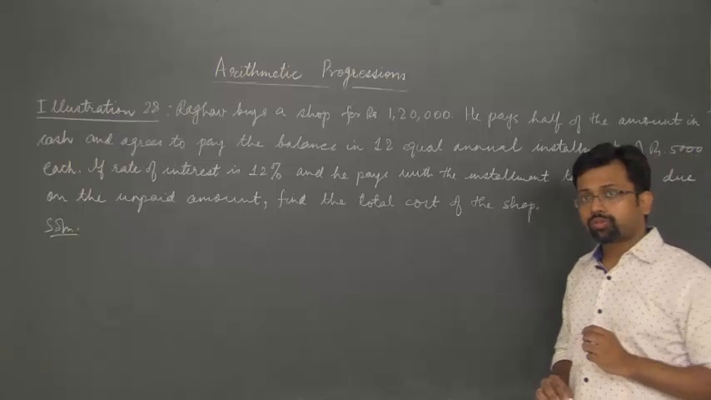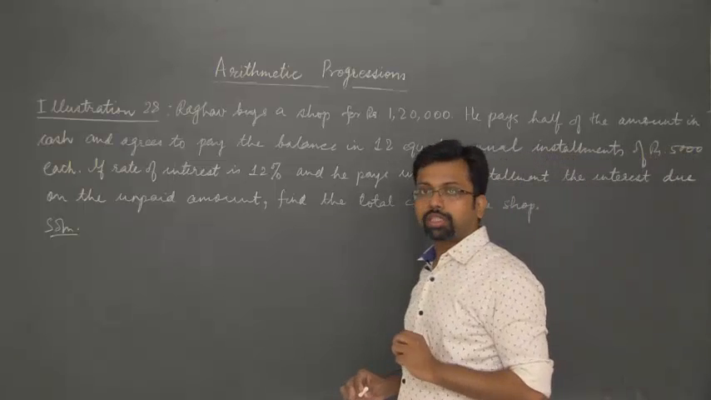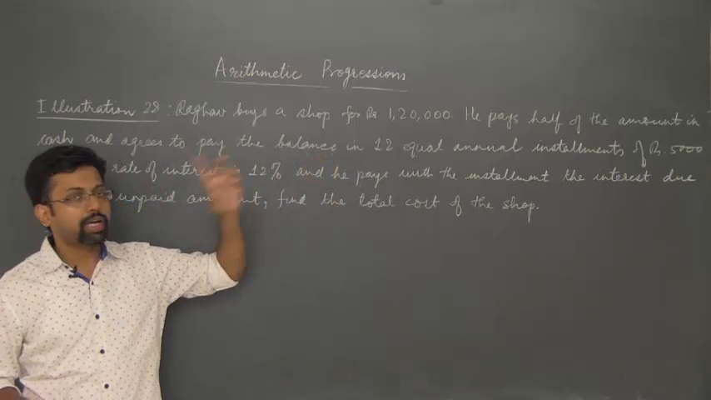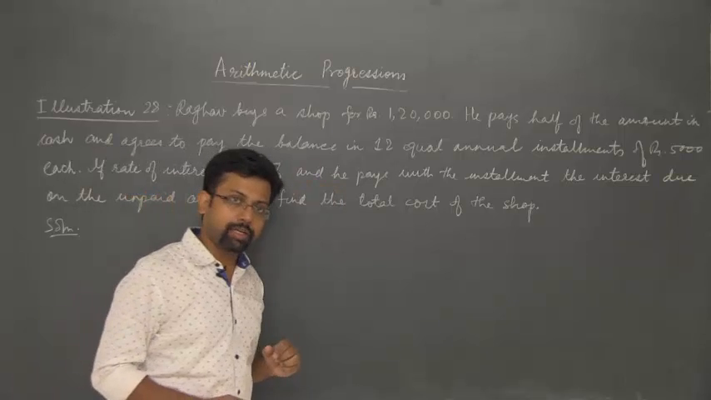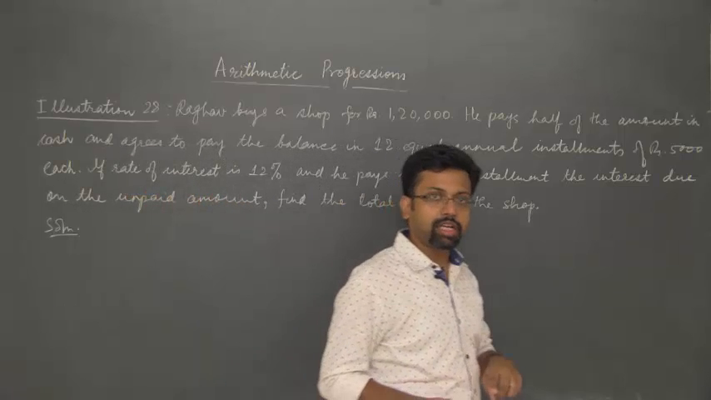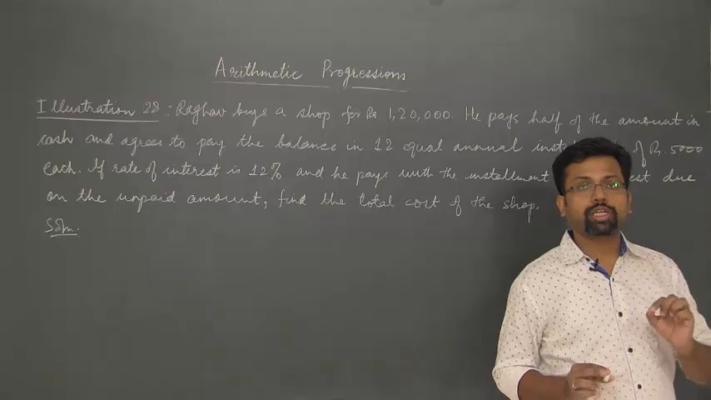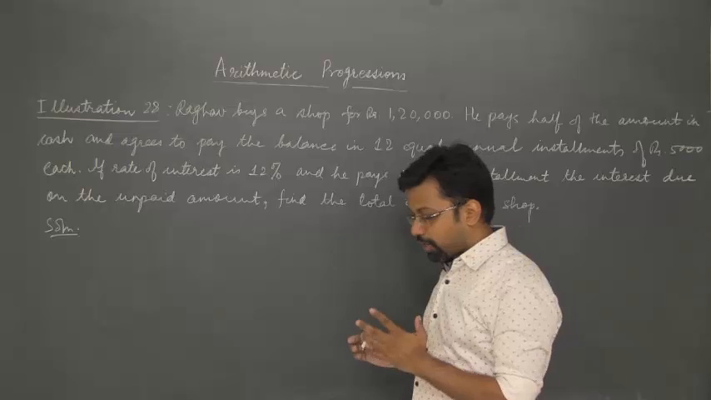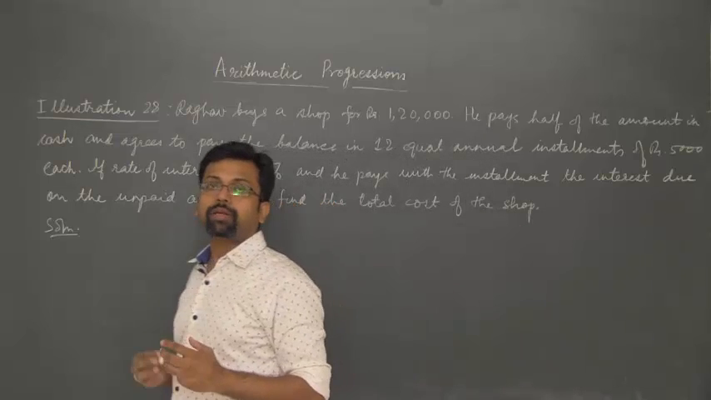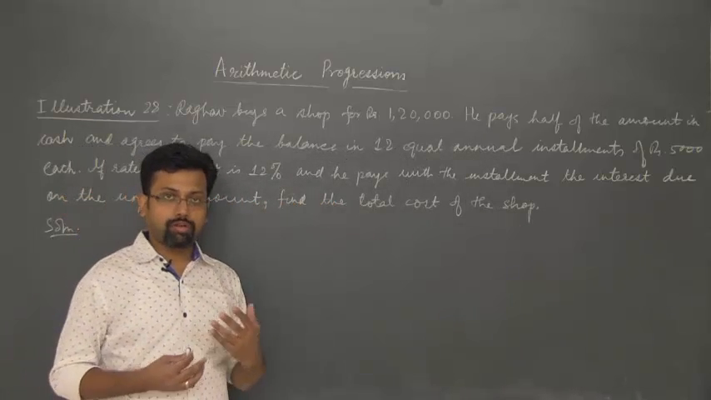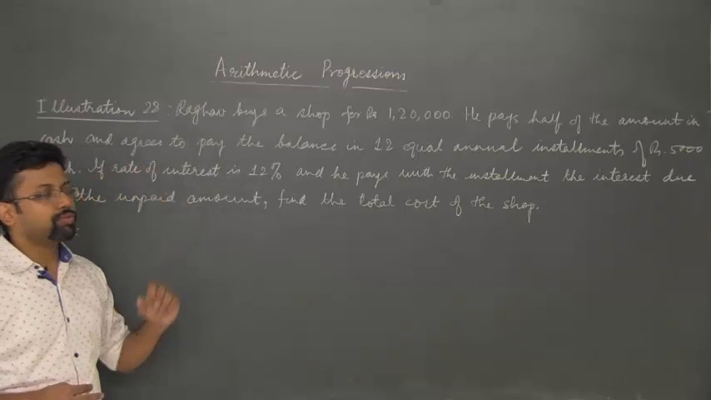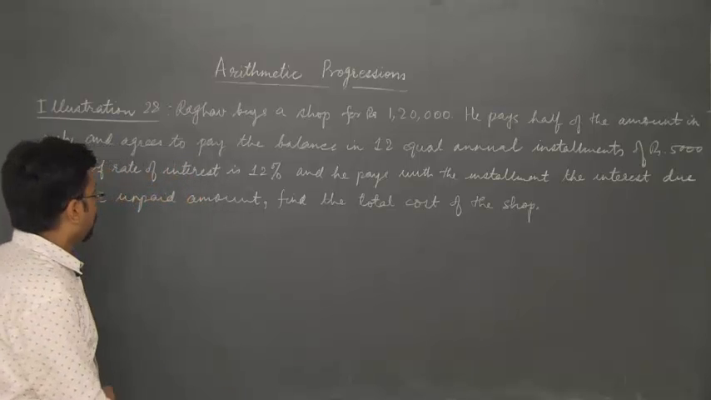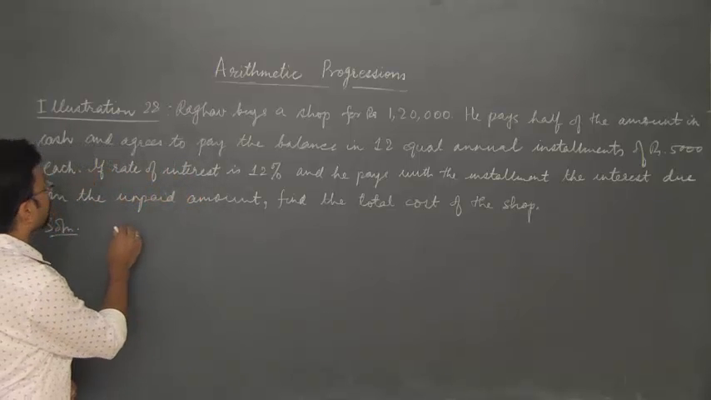So the total cost of the shop would be what? The 60,000 rupees that he pays upfront, the 5,000 rupee 12 annual installments, so that will be 60,000 again. So it will be 60,000 plus 60,000 and also the interest that he'll be paying each year on the unpaid amount. So we have to basically calculate the interest on the unpaid amount. So the total interest we have to calculate and then we'll be calculating the total cost of the shop. So how do we go about it?